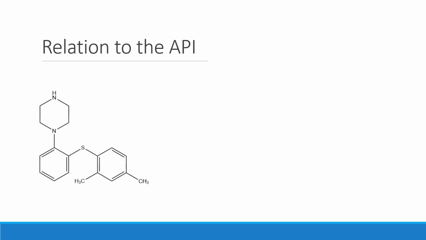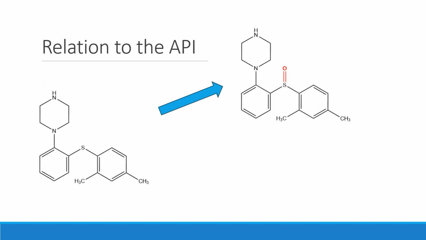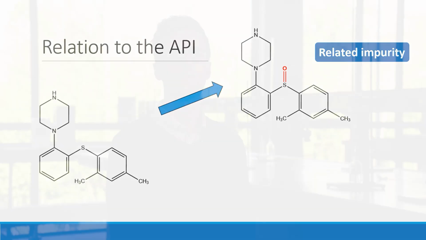On the left, the structure of VOR is shown. The molecule depicted in the upper right corner of the slide resembles very closely VOR. It is an oxidative degradant of our API and is thus a related impurity. Attached to this video, you'll find the forced degradation pathways for VOR.